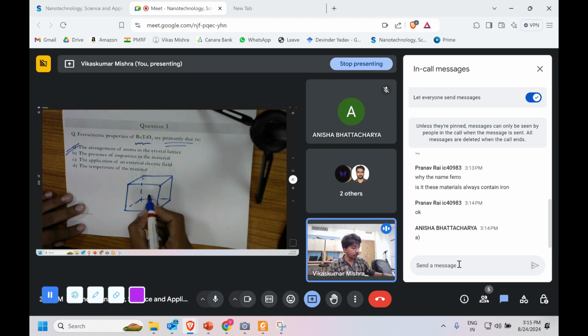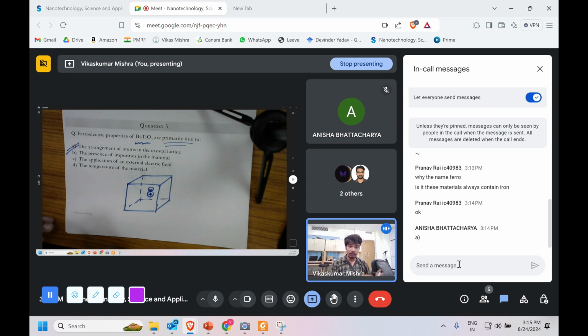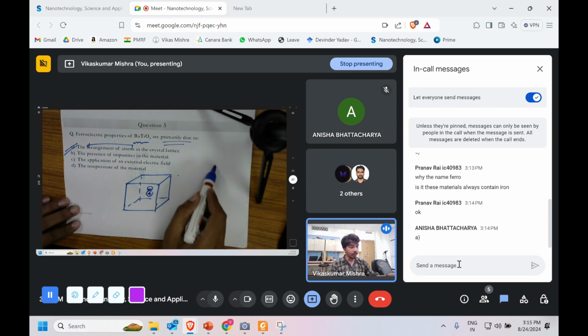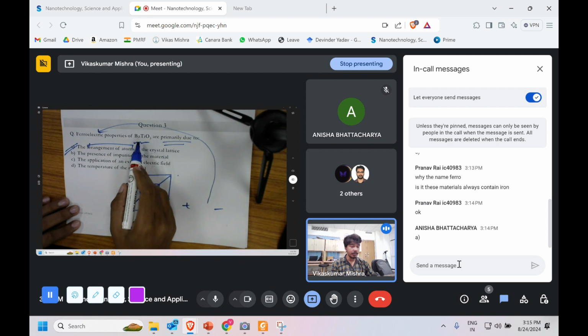The center of the positive and the center of the negative atoms are shifted from each other. Because of that shifting, that charge separation, due to the arrangement of atoms in such a way that the positive center and the negative center are not overlapping each other, they are shifted. And we have just now studied that whenever there is a charge separation, there will be polarization, and that is responsible for the ferroelectric property of BaTiO3.